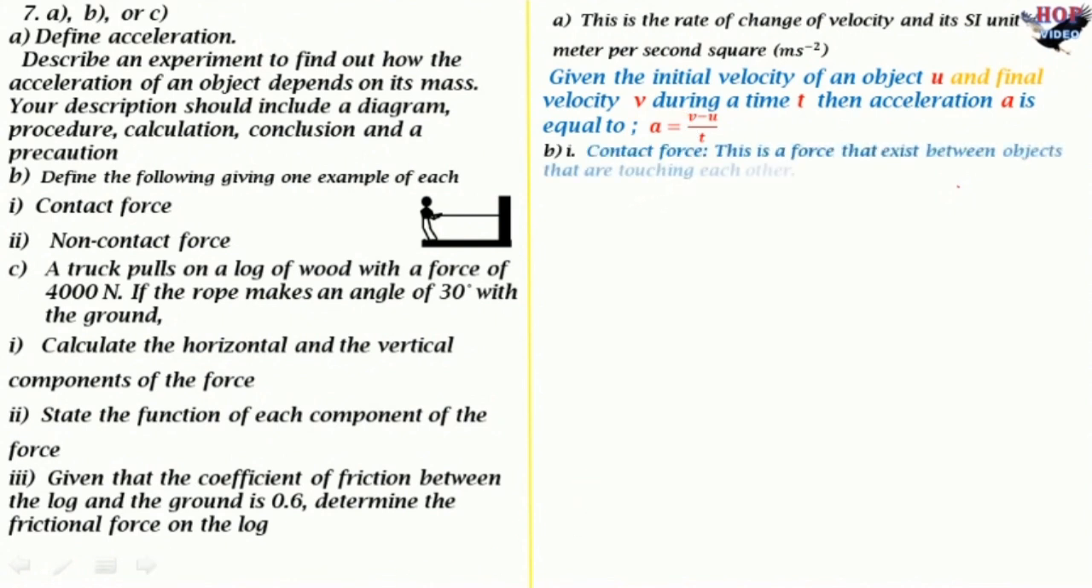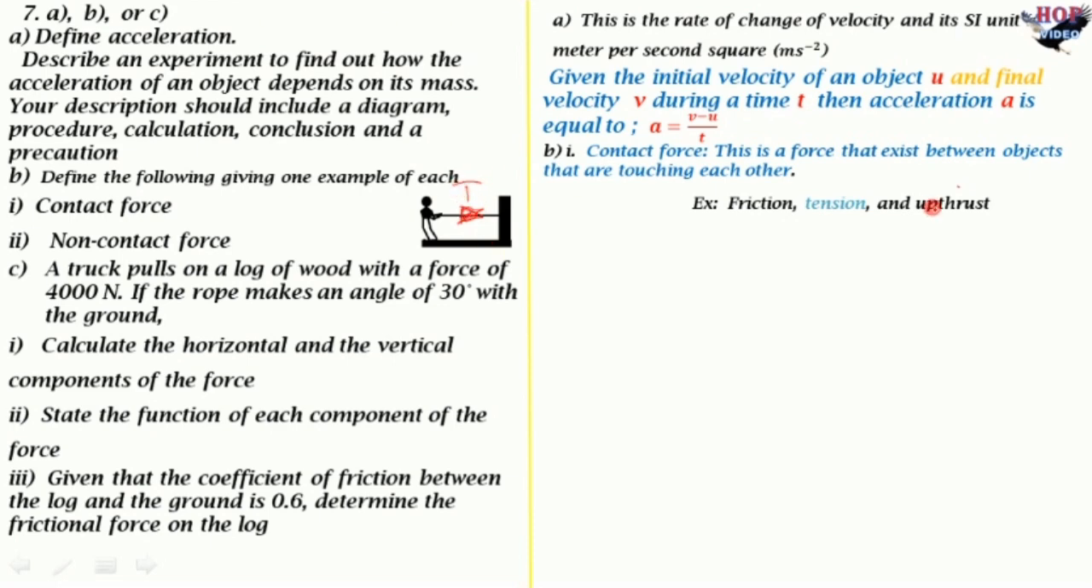B1. Contact force. This is a force that exists between objects that are touching each other. Examples: we have friction, which is a force that exists between two objects that are sliding on each other. The tension. This is a force that exists on an object that is being stretched or compressed. An example is here. If a man is pulling on a rope, then there exists a force that tries to restore the rope to its initial position, which is called the tension.